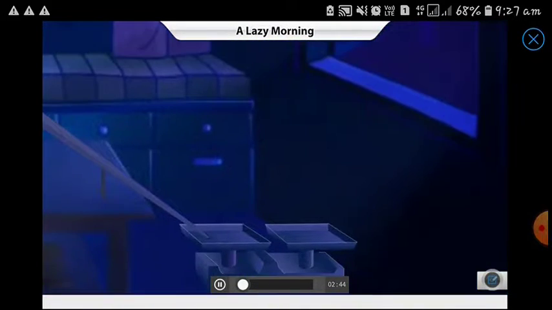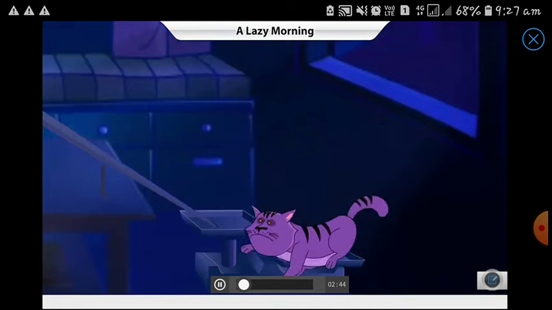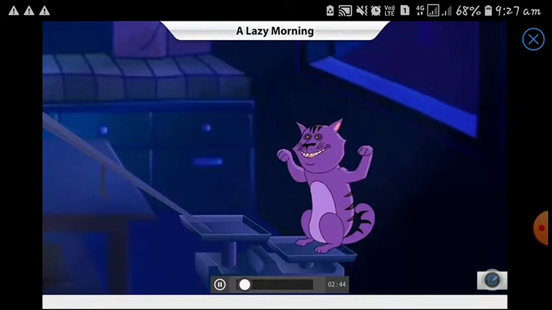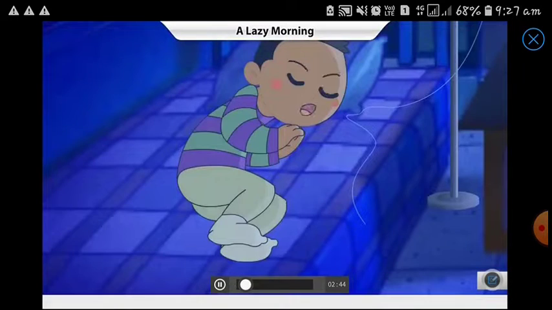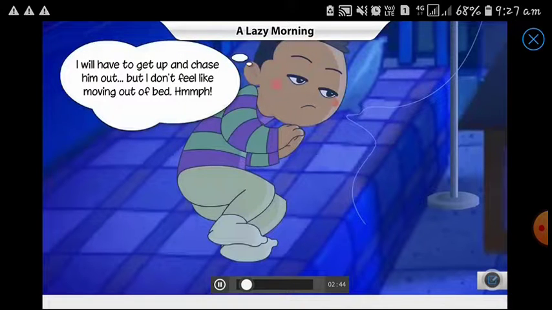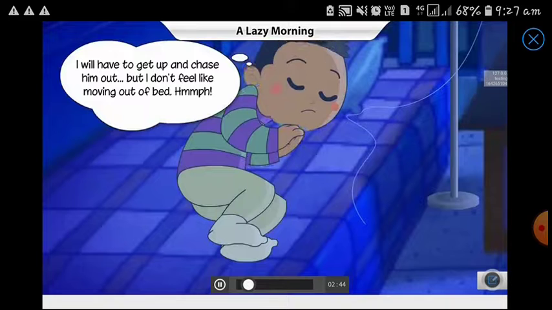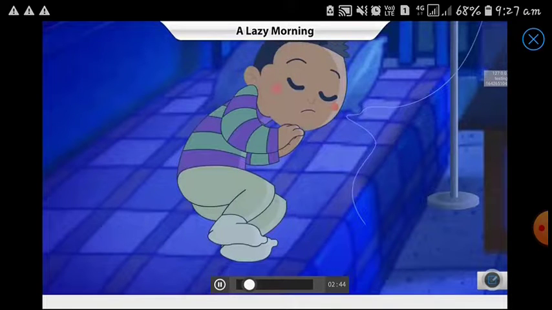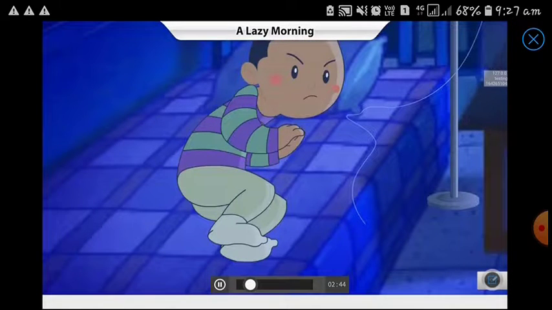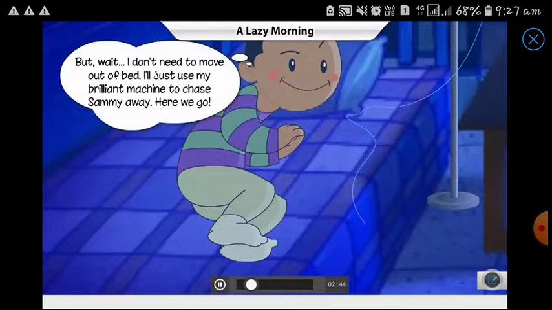It's Sammy, the neighbor's cat. He's disturbed my sleep once again. I will have to get up and chase him out. But I don't feel like moving out of bed. But wait, I don't need to move out of bed. I'll just use my brilliant machine to chase Sammy away.